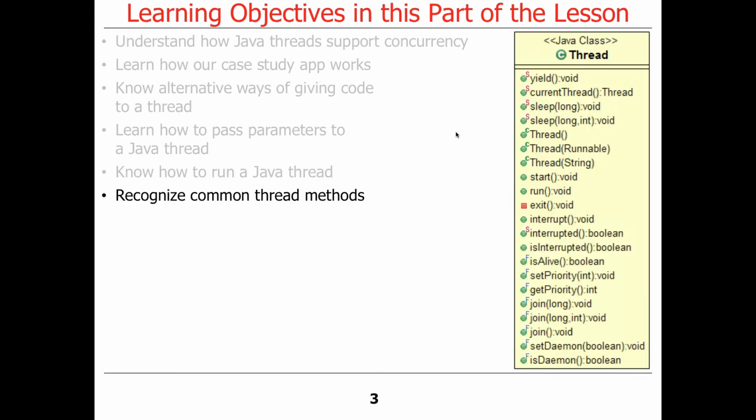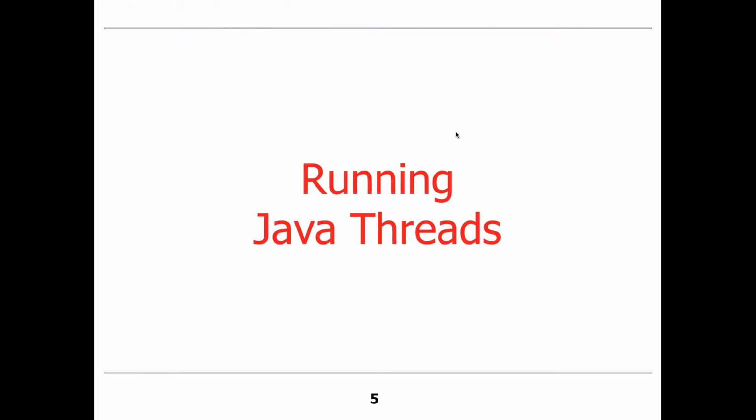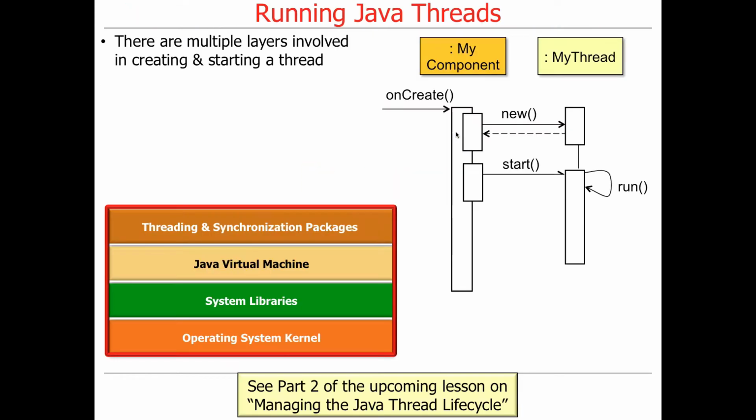And we're also going to talk about some common thread methods, some of which you've seen before, some of which may be new. And then I think we'll have time for this. We'll talk about the happens-before orderings that Java provides via its memory model and which are used by various threading routines, methods, classes, and objects in the Java context. But first, let's talk about running Java threads.